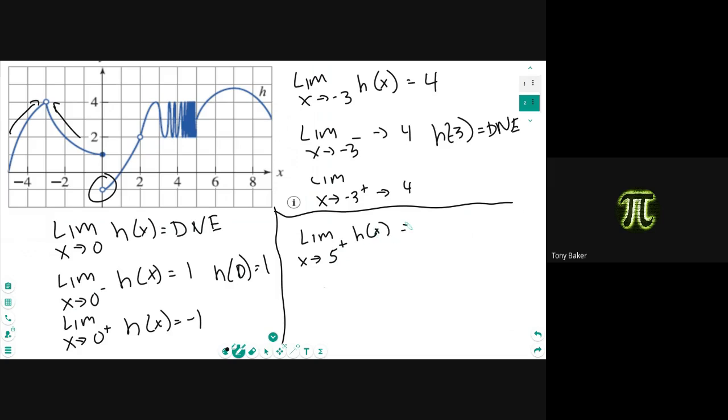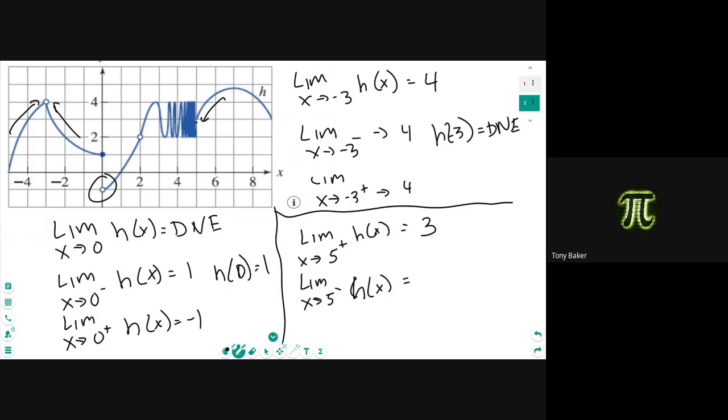What's the limit as x goes to 5 from the right? 3. So that's 3. Does that make sense? Because if we're going this direction, it's going to 3. What about from the left? Why? It looks like it jumps.